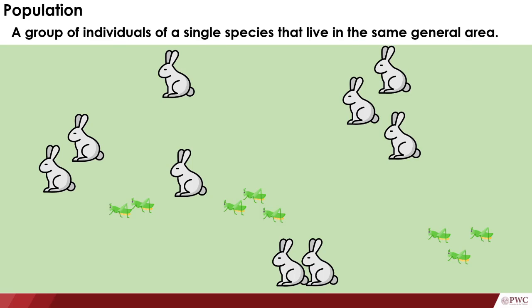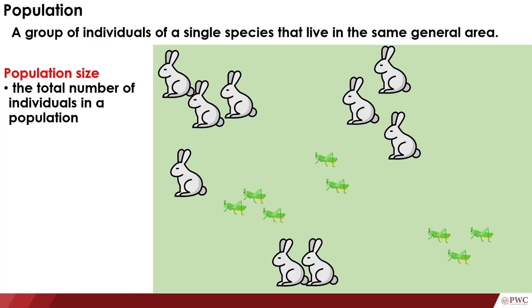Again, a population is the term for a group of individuals of the same species. In this case, we have two groups, right? Here, we can divide this into two groups based on their species: the group of the rabbits and the group of the grasshoppers. Again, a group of the same species, we call a population.